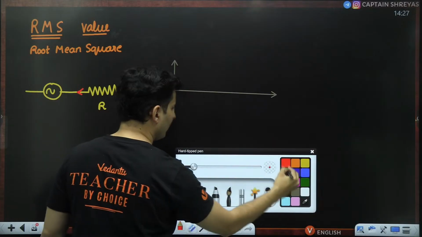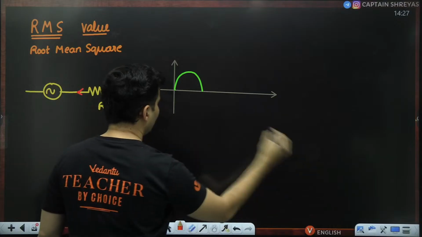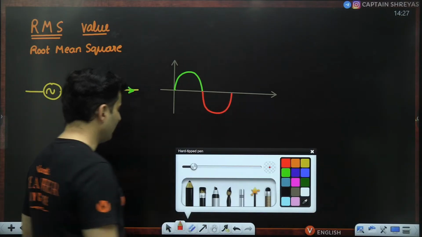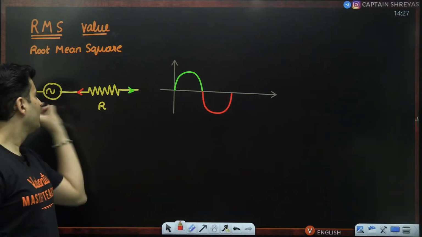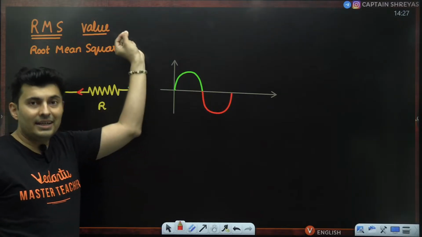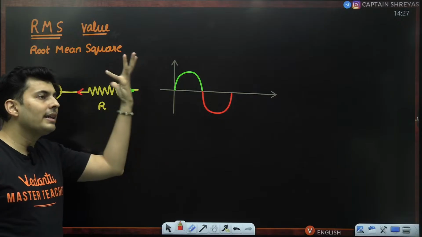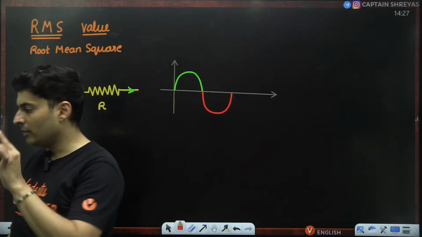So it will have a positive half cycle, then it will have a negative half cycle, and this thing will obviously continue. Is it that during the positive half cycle, the current will generate heat, and during the negative half cycle, instead of generating heat, it will absorb the heat? Is that so? Think and tell me in the chat box.